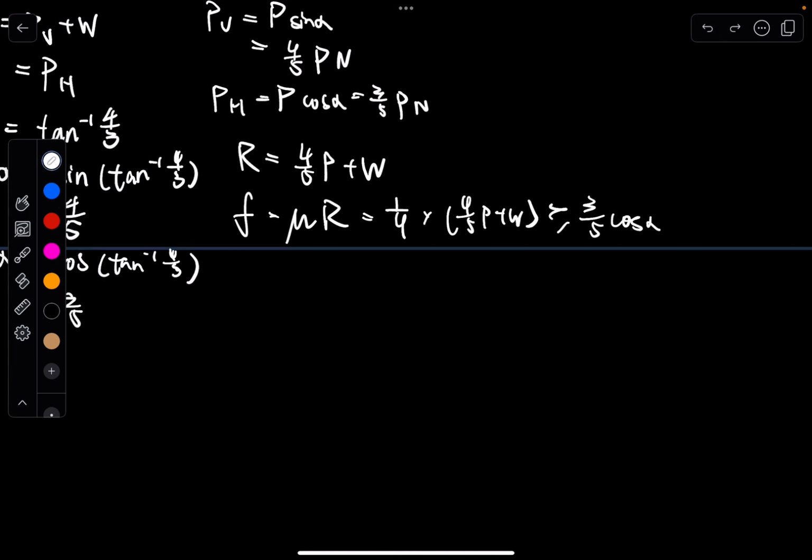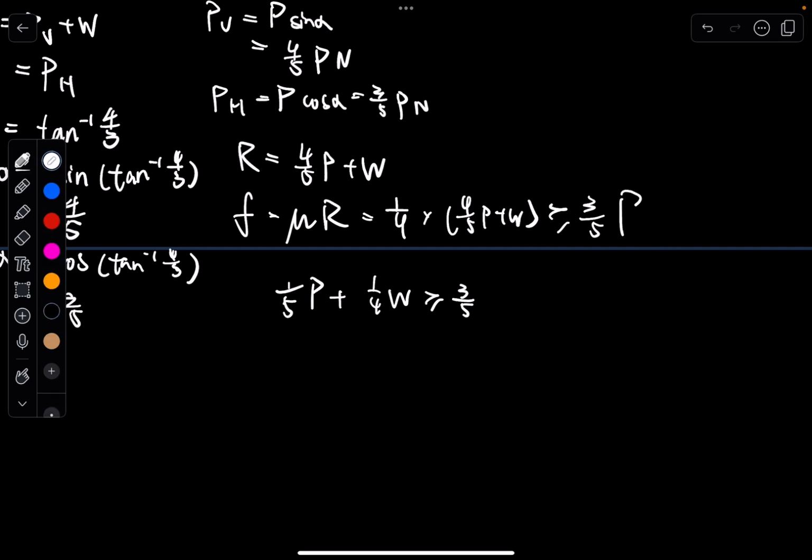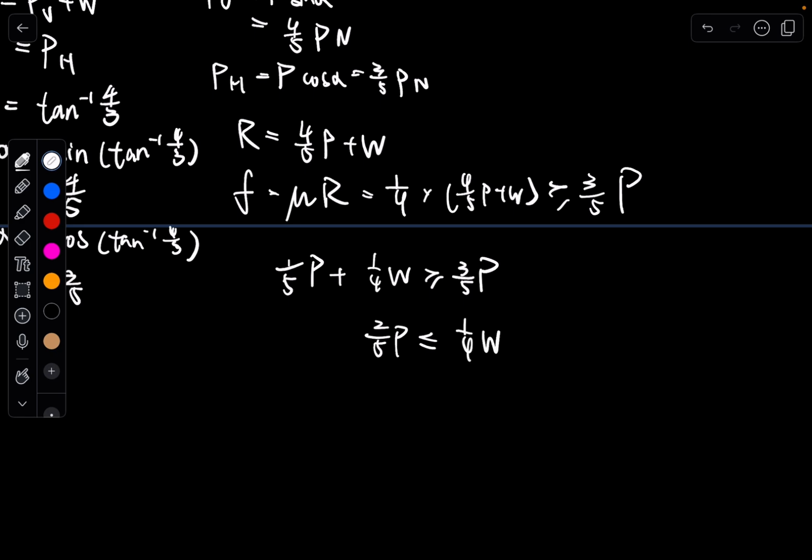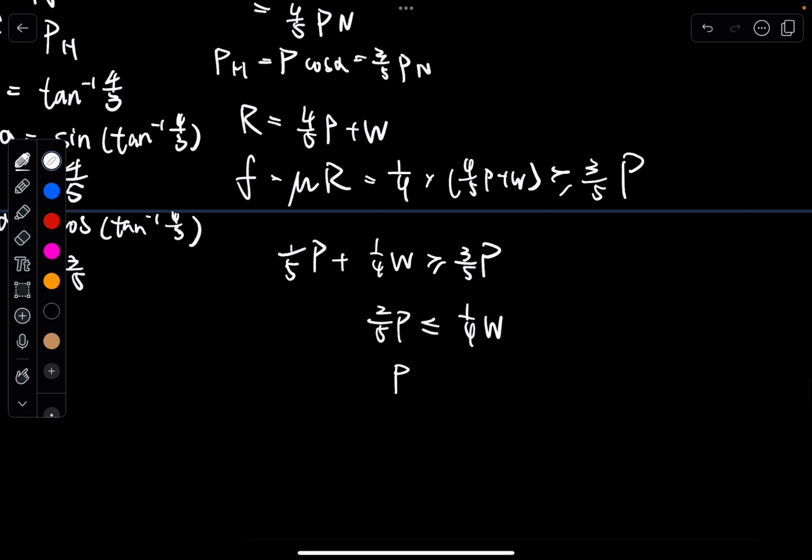So if we do some math here, 1/5 P plus 1/4 W is more than equal to 3/5 P. Why did I write cosine here? What the hell am I doing? This is P. And then 2/5P less than equal to 1/4 W. And then we move it up, so P less than equal to 5/8 W.